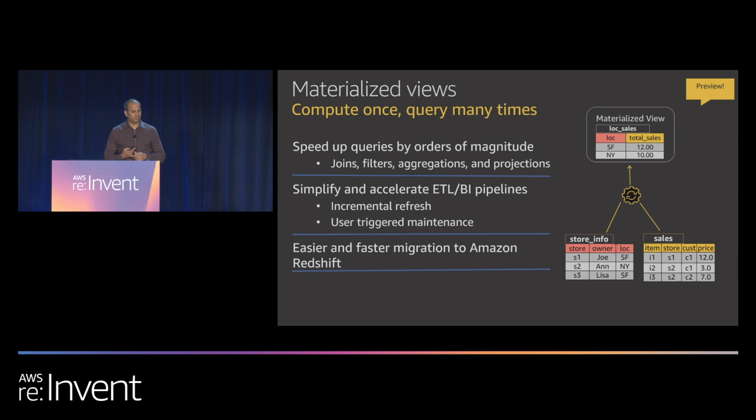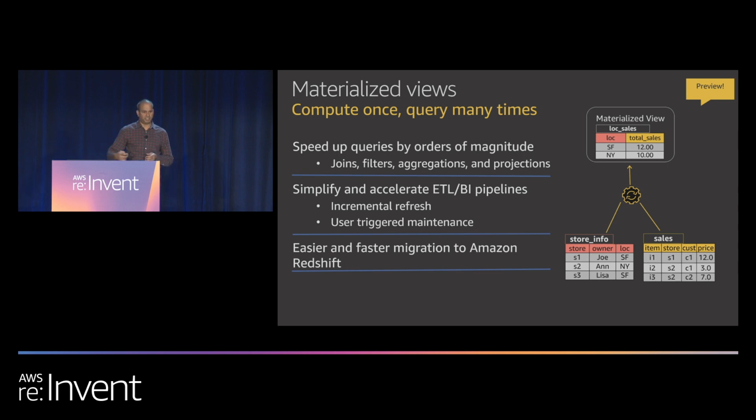The materialized views are basically compute once, and if you have a query that is using a very complex join, you don't want to pay that cost on every single invocation of that query. Materialized views essentially are compute once, and you can query them multiple times.